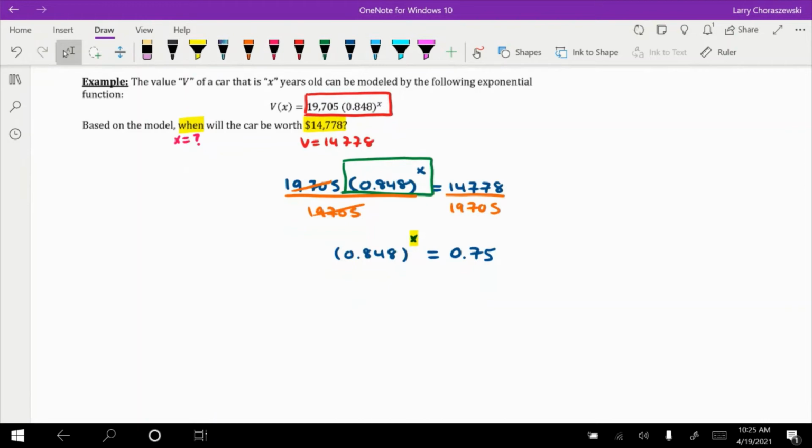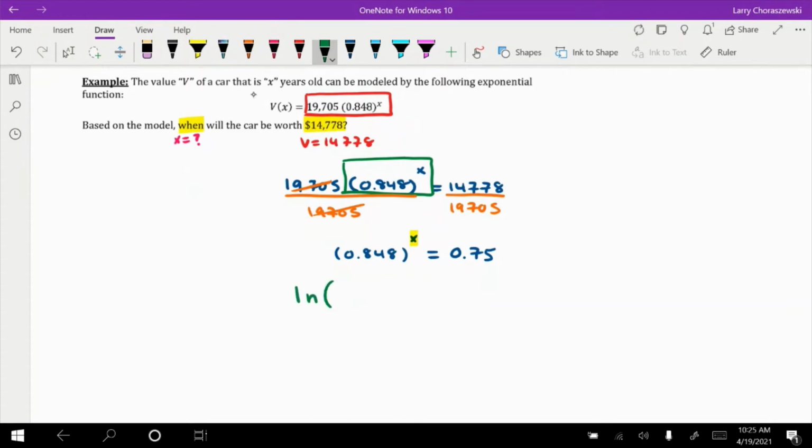But I want to show you something else that you could do. So let's say that we wanted to use the BS method over the log loop method, but we didn't decide to use the base 0.848. Let's pretend that instead we applied the natural log to each side. We haven't seen that when the base is different than e. So I want to show you what happens.